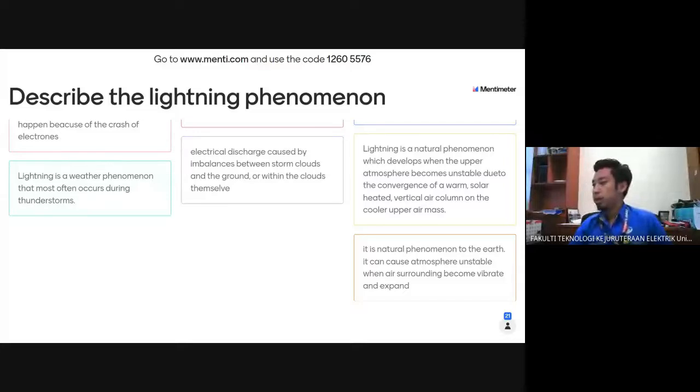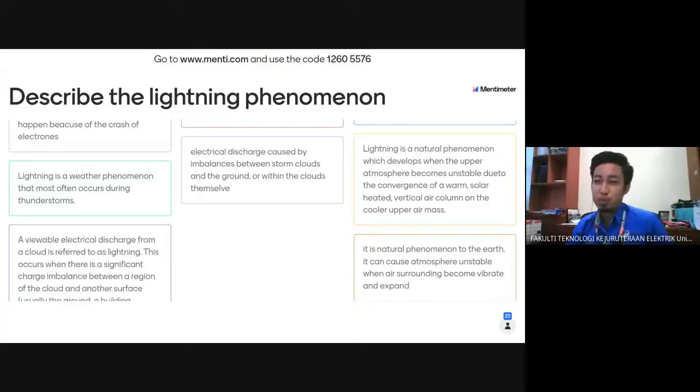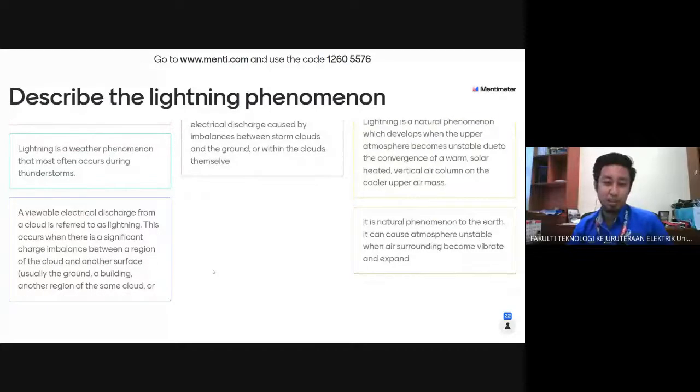Okay, good. So only 21, 22. The answers keep increasing. Good. The viewable electrical discharge from a cloud is referred to as lightning. This occurs when there is significant charge imbalance between a region of the cloud and another surface, usually the ground, a building, another region of the same cloud.